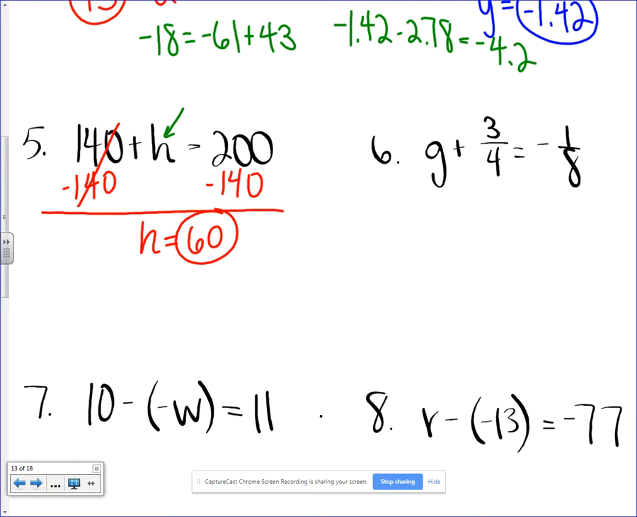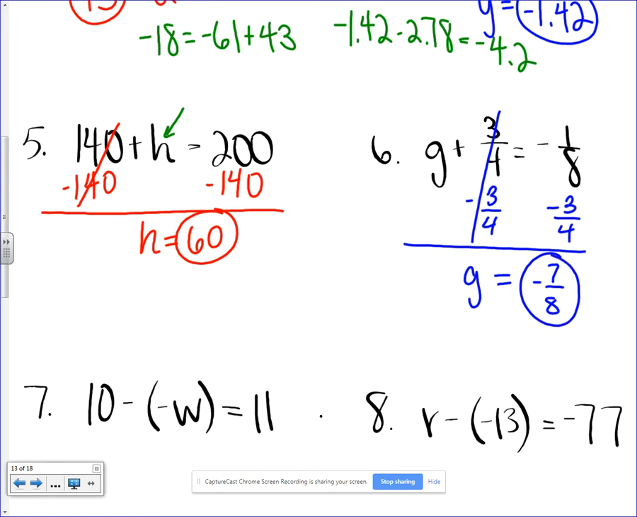All right, let's isolate this g in number 6. I'm going to need to subtract 3/4 from both sides. This gives me g equals, and go ahead and calculate what you get when you subtract 3/4 from that negative 1/8. I'm getting negative 7/8 for g. And again, the g is isolated, so that is my answer.